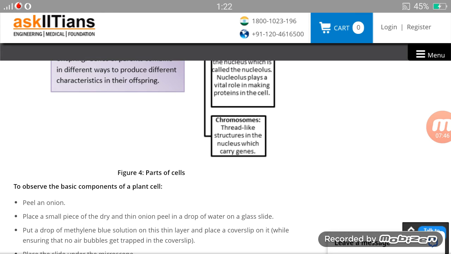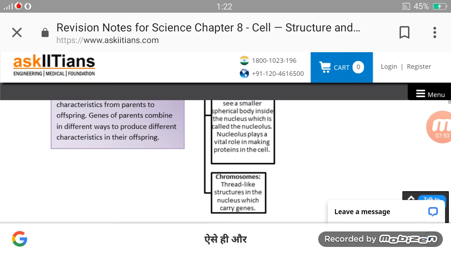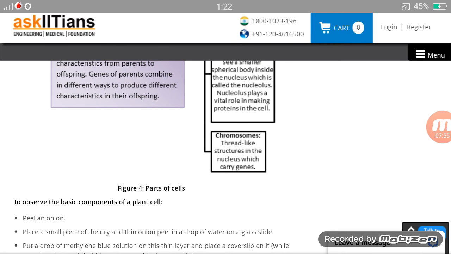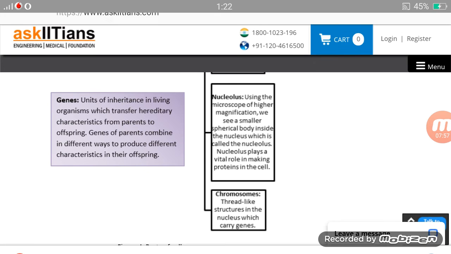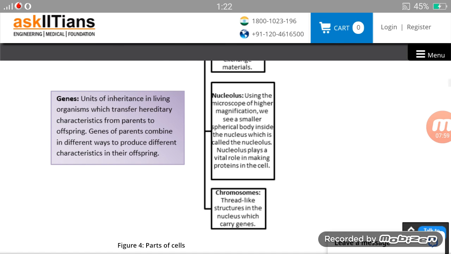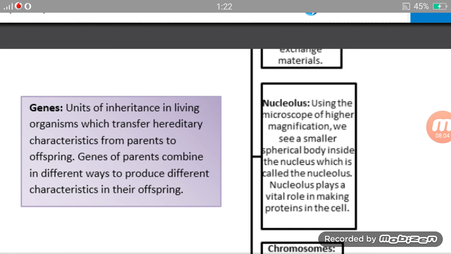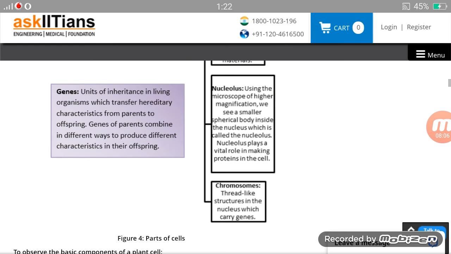Chromosomes. Chromosomes are the thread-like structures in the nucleus which carry genes, and these genes carry the characteristics of parents to the younger generation. Here it is also written. You can click a screenshot or note it down.